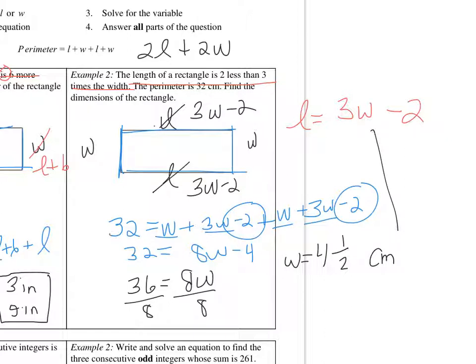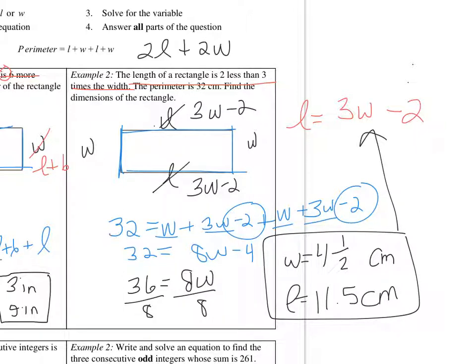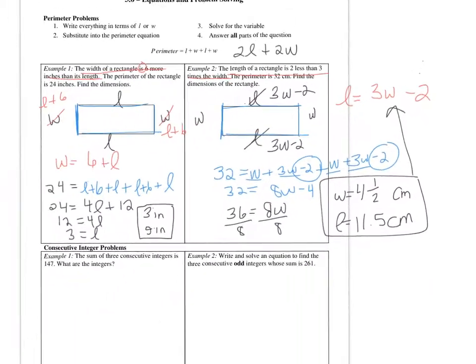So to figure out what L is, I plug W back in right here. So it's going to be 3 times 4.5 minus 2, which is 11.5. So you want to make sure you do units. So when you're asking for dimensions, you have to find the length and the width.